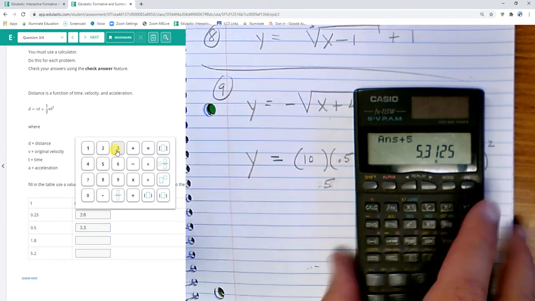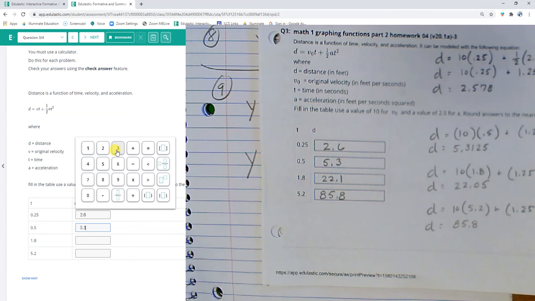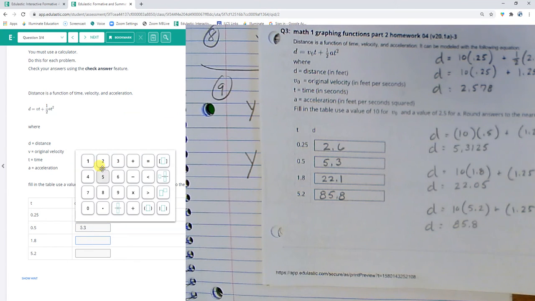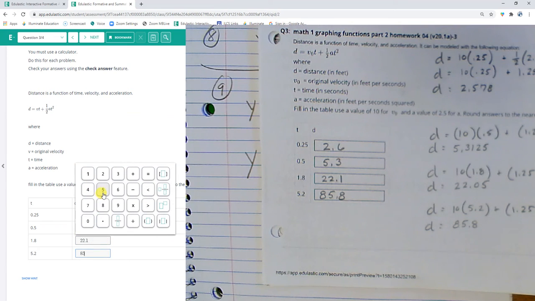So that's how you do it. And there are the rest of them, 22.1 and 85.8.